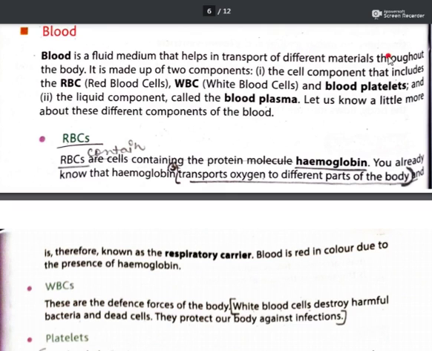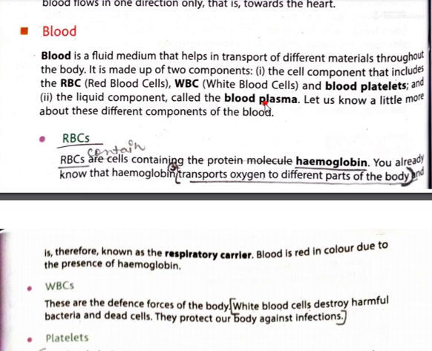So blood is a fluid medium that helps in transport of different materials throughout the body. It is made up of two components, blood cells and a liquid called plasma. Basically the plasma is 55% of the whole blood and 45% are cells. Let's discuss the cells.